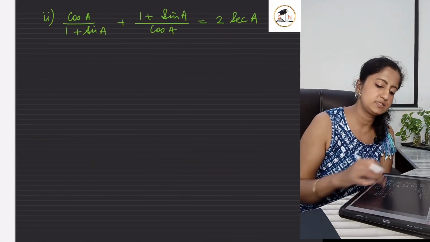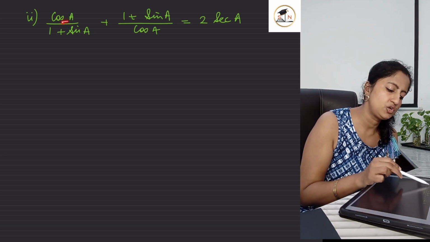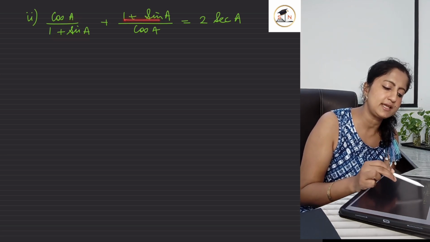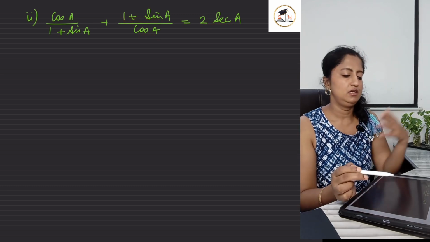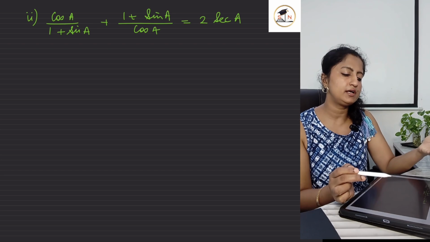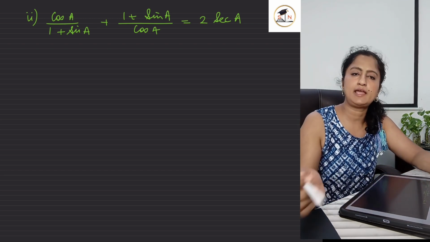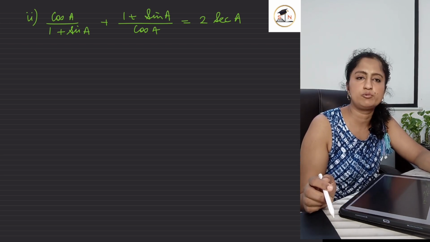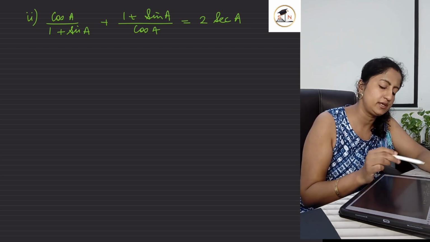Okay. Let's move on to the second one. Now, the question is cos A over (1 plus sin A) plus (1 plus sin A) over cos A equals twice of sec A. Here the things are already in the form of cos and sin on the left, whereas on the right, they have asked in terms of sec. We are not doing any conversion over here as of now, but we will just flow with the question over here.